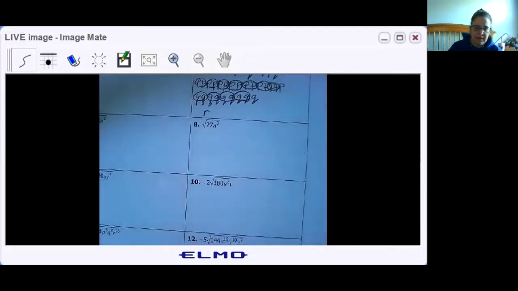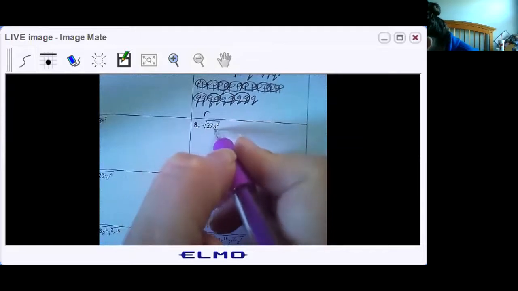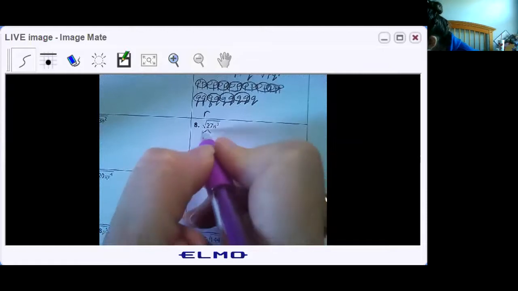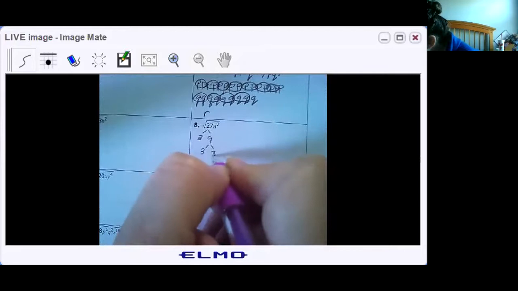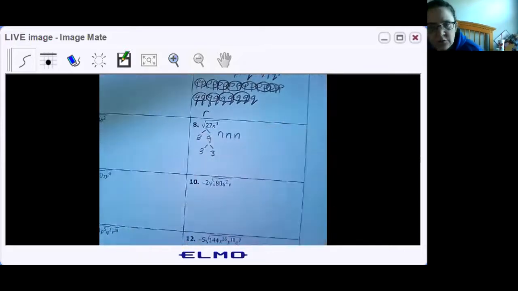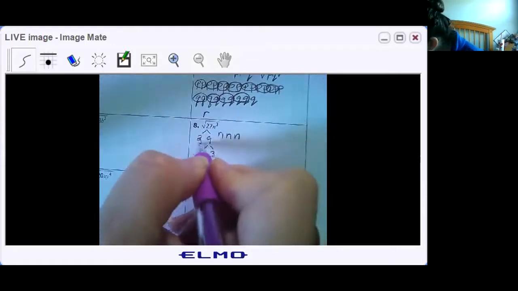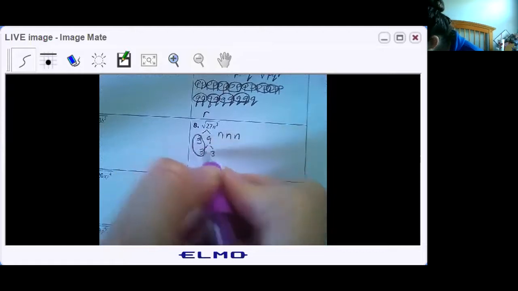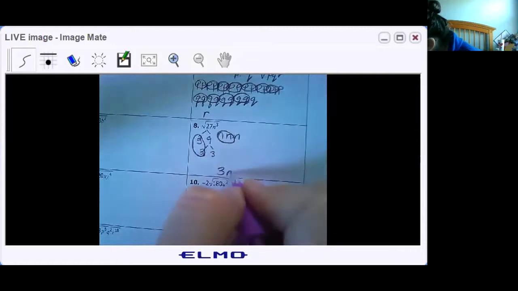Okay, guys, let's look at these. First one, the square root of 27 n to the third. Do our factor tree of 27. 27 is 3 times 9, which is 3 times 3. And then we have n to the third. So now let's go through and circle our pairs. I have a pair of 3s and a pair of n's. And then I write down everything I didn't circle.